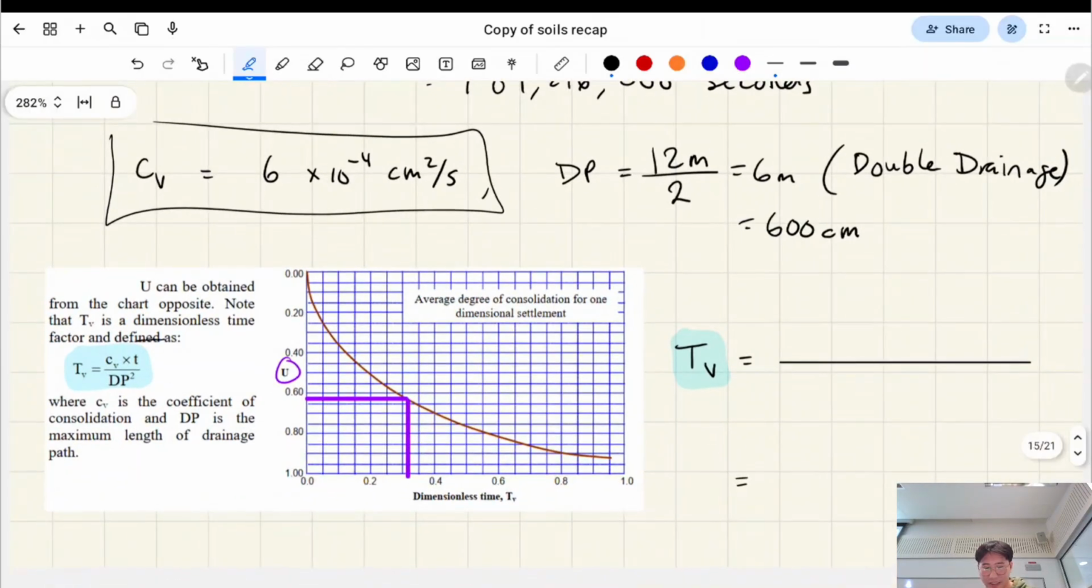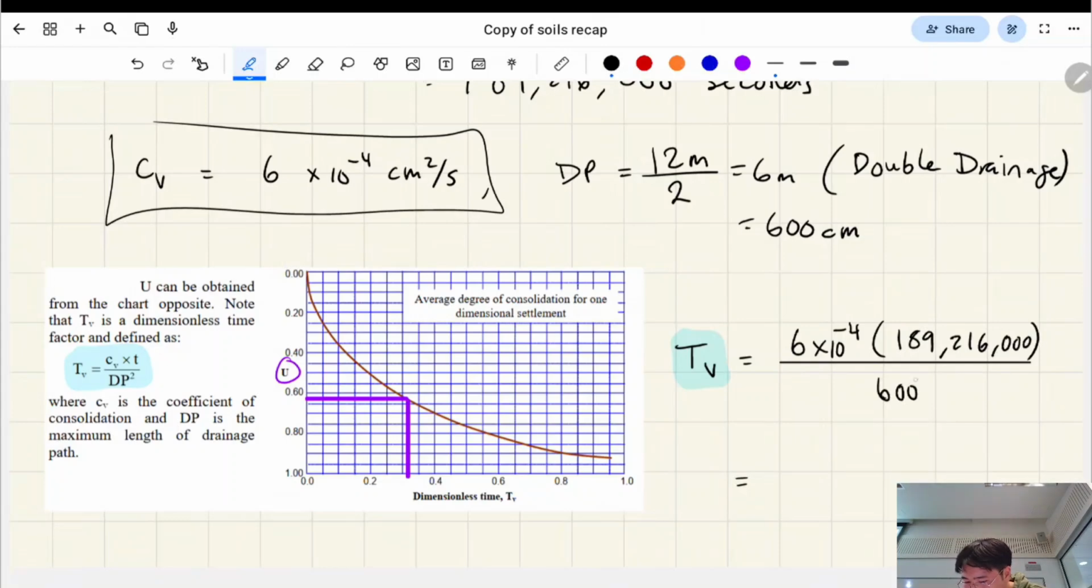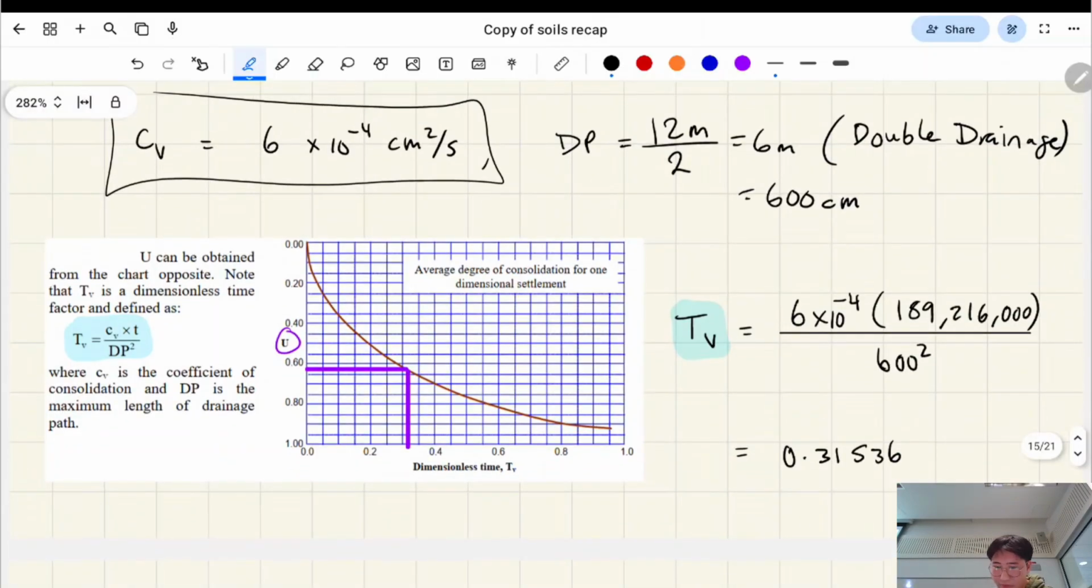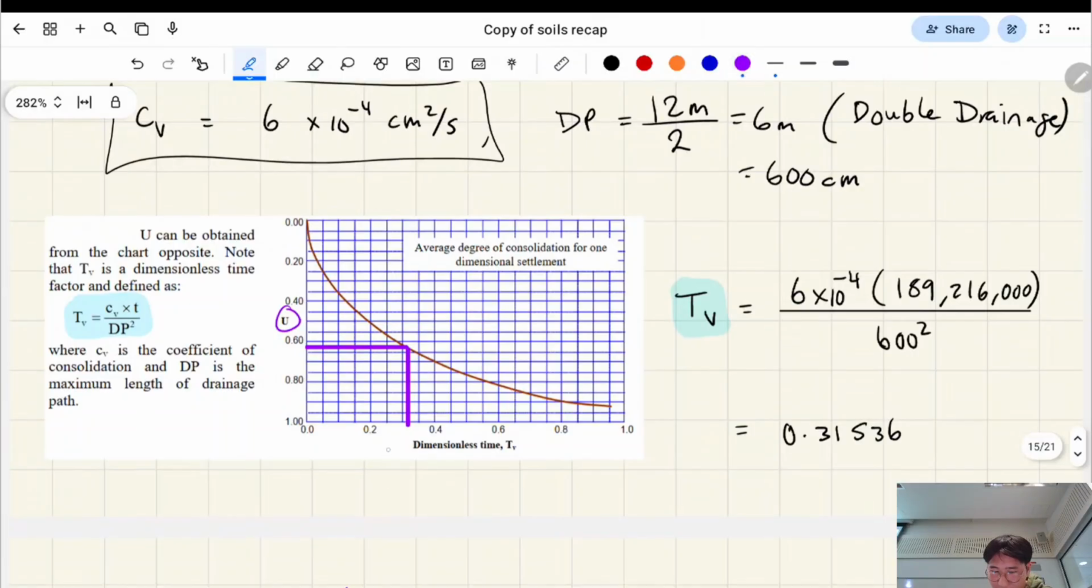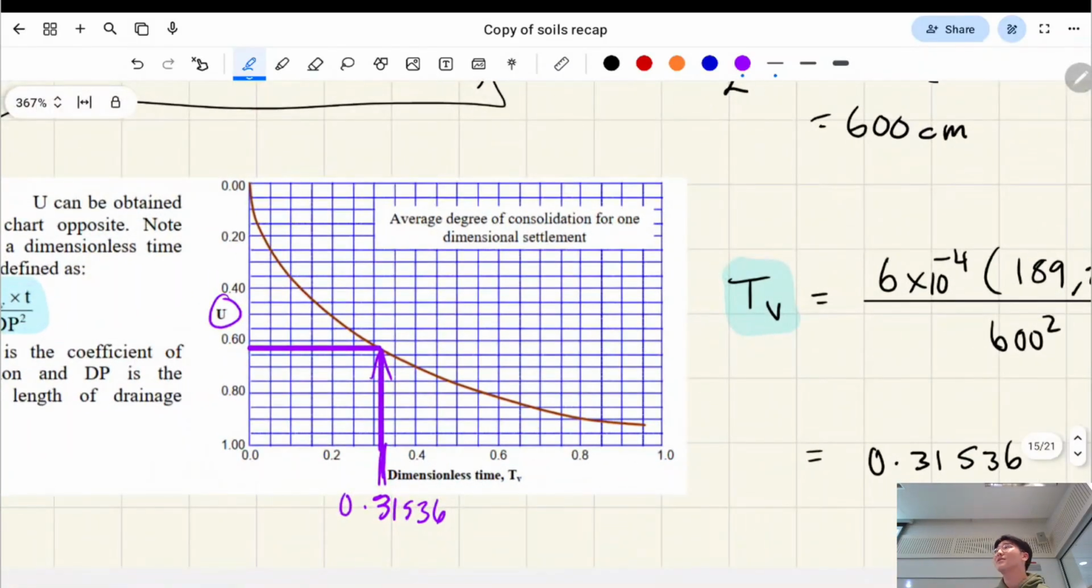Okay. Next, we have to calculate TV, right? This is a formula. This is this blue formula here. Yeah, here's where we plug in all our numbers basically. And we get a TV of 0.31536. Yep. And that's the number that we're going to pivot on this graph with, right? So we start here. We're going to hit the line and we're going to go left. That's going to give us U.